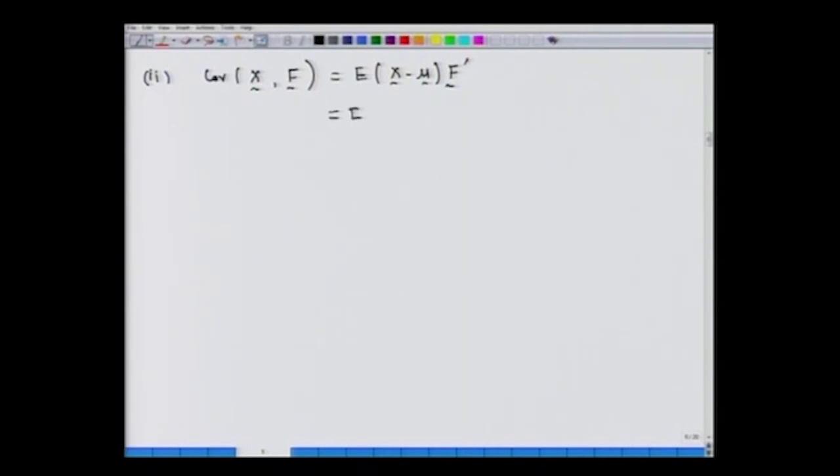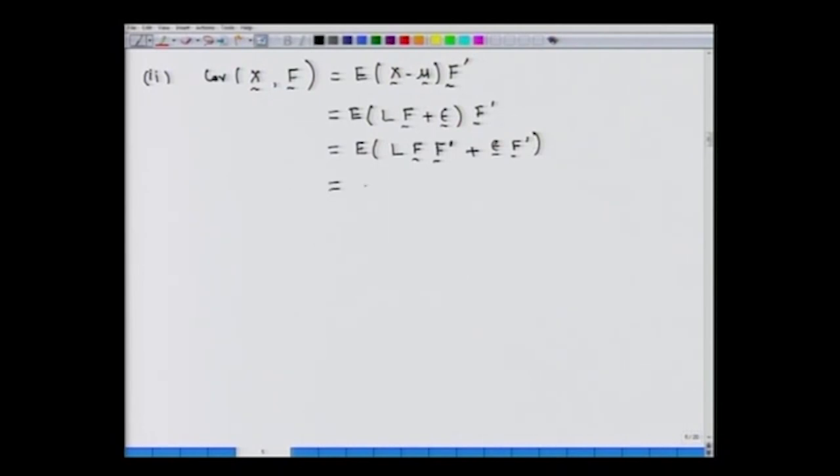So using the factor model, what we can write is X minus mu equal to LF plus epsilon, this multiplied by F transpose. So this is going to lead us to the expectation of LF F transpose plus epsilon times F transpose.